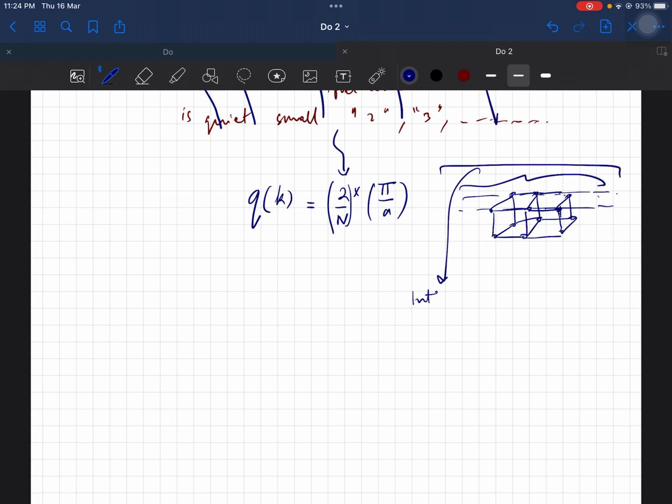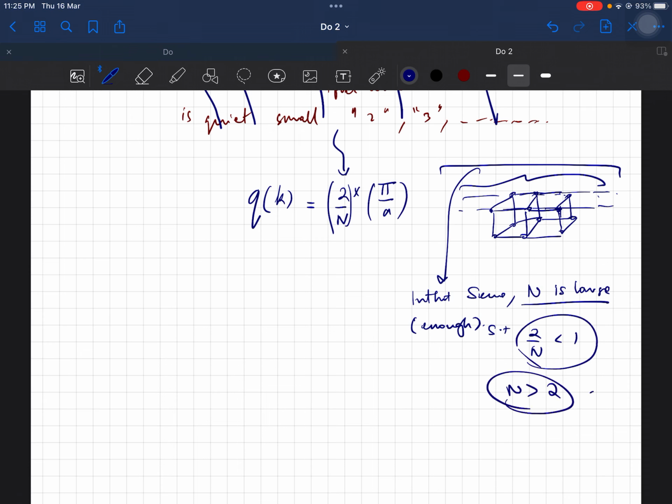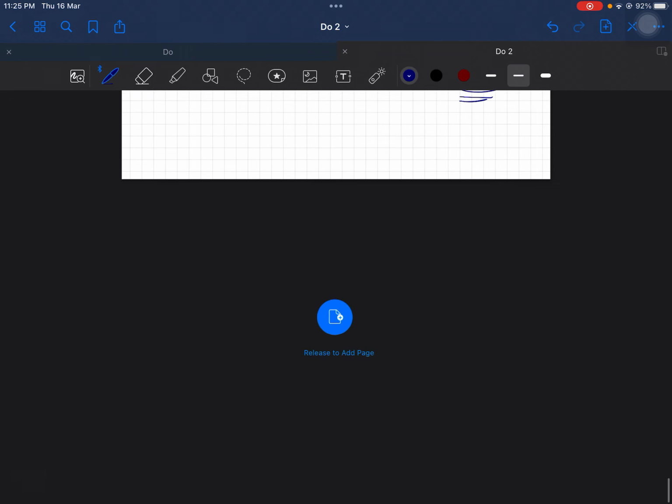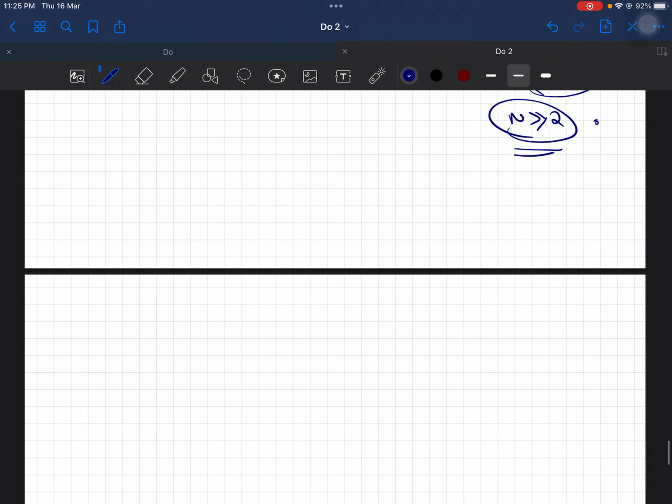So in that sense, n is actually large. Let's say large enough such that 2 by n is less than 1, so n is greater than 2. Maybe 10 atoms, 20 atoms, 100 atoms. I guess physically it's this big.